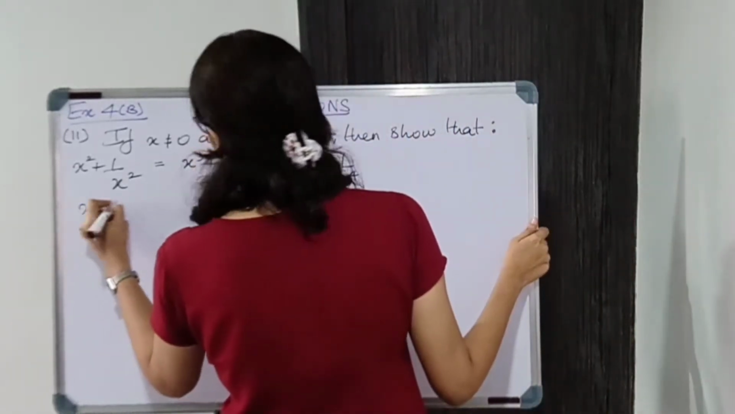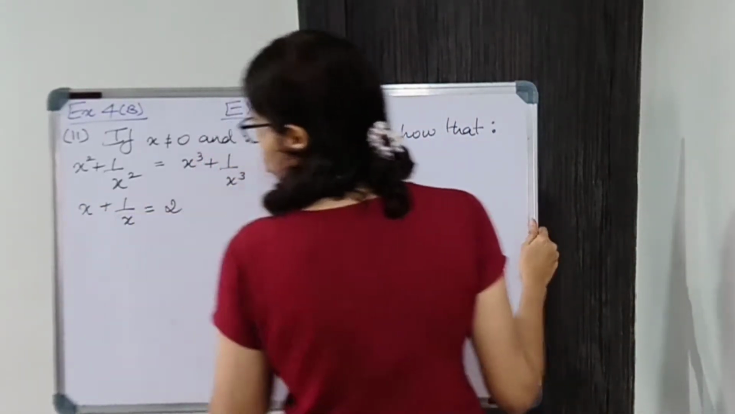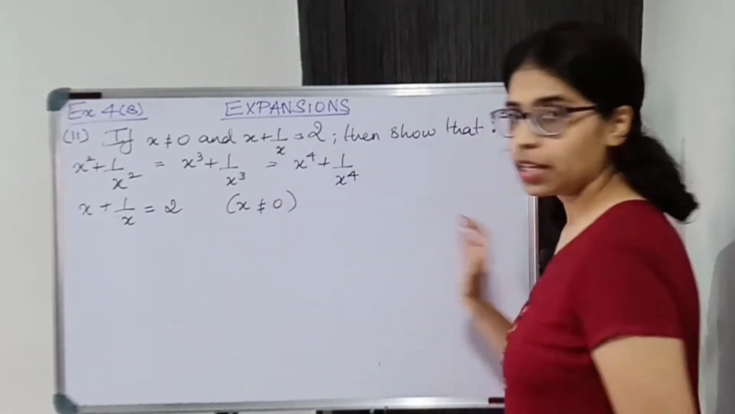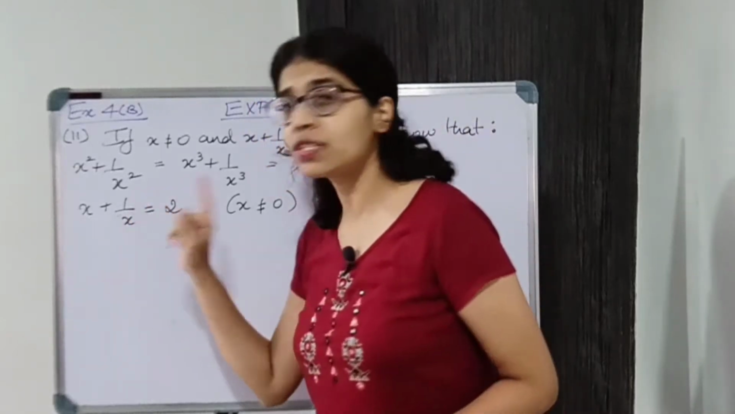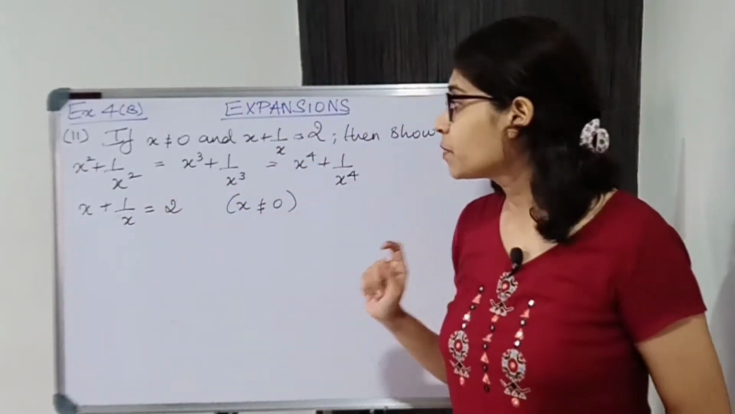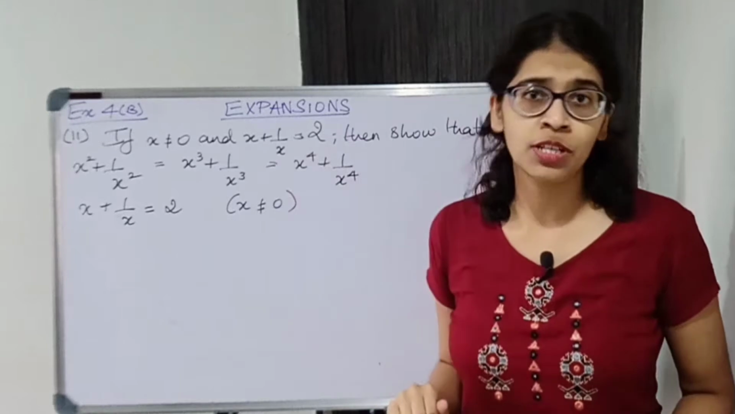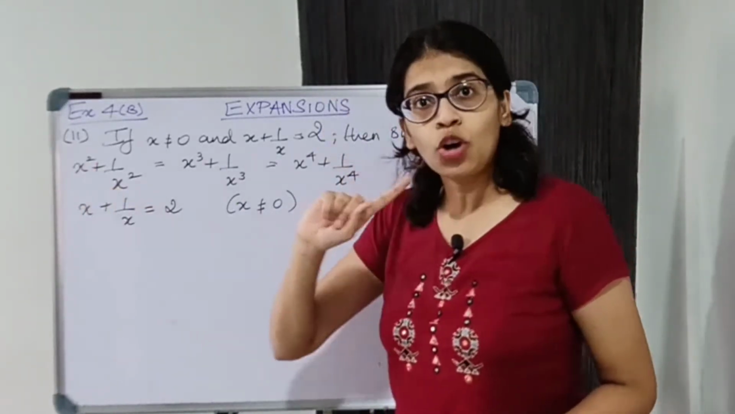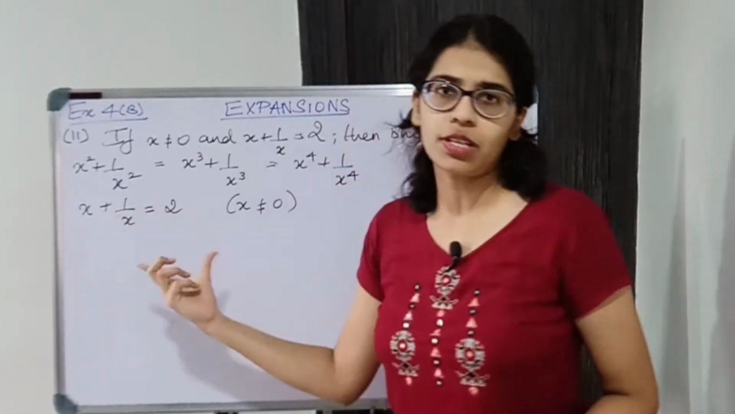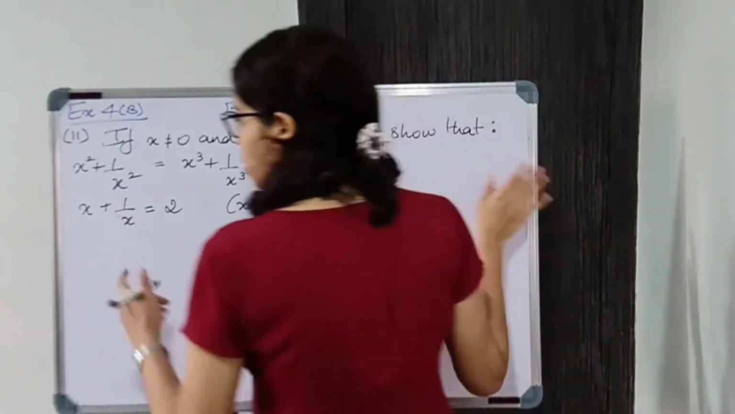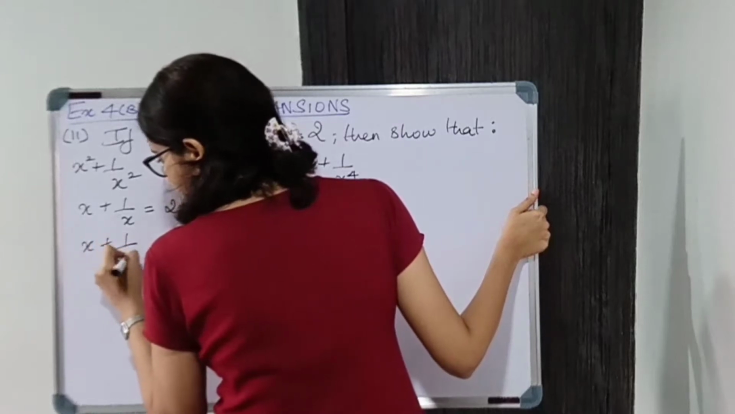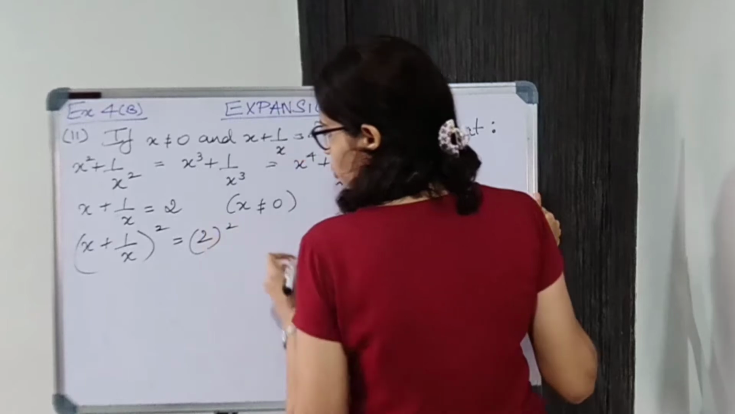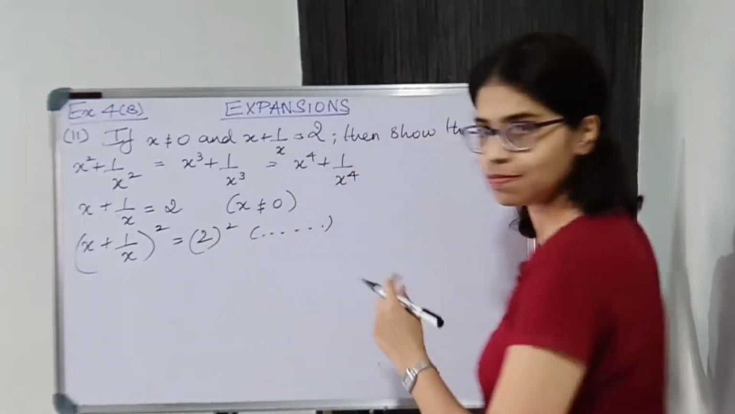We are given x plus 1 upon x is equal to 2, where x is not equal to 0. This is important: x should not be equal to 0 because x is in the denominator. If it is 0, then 1 upon 0 is undefined. In the first part there is a square, so what will we do? Square on both the sides. Write LHS, put bracket square, write RHS, put bracket square, and give the reason: squaring on both the sides.